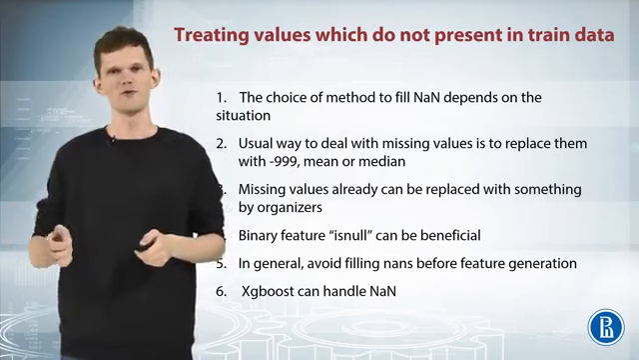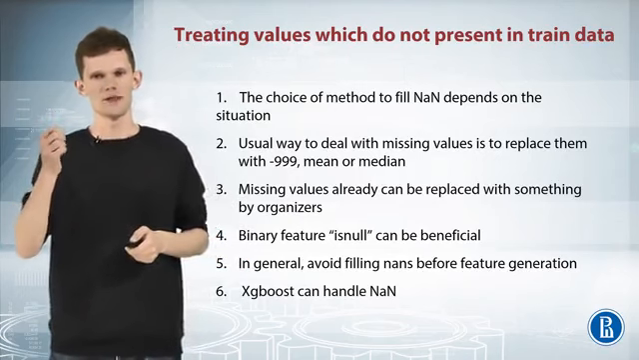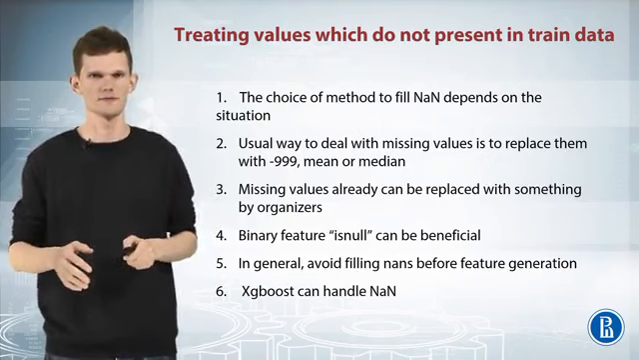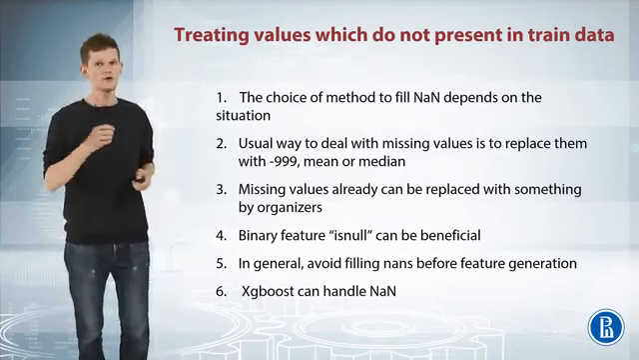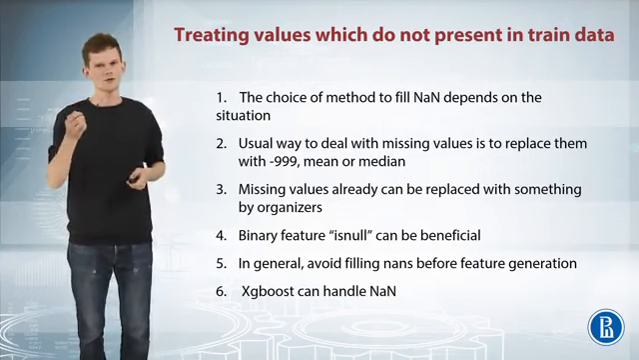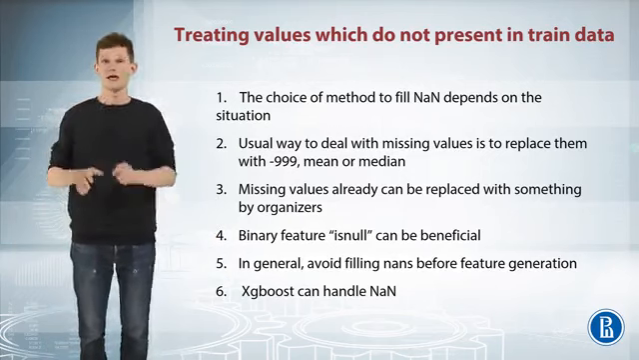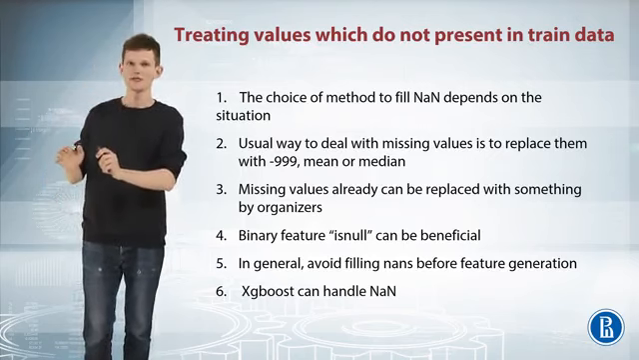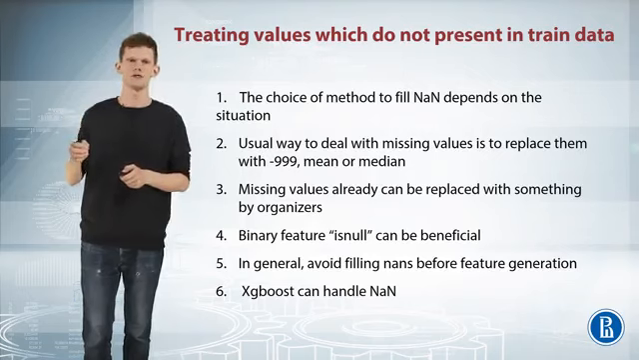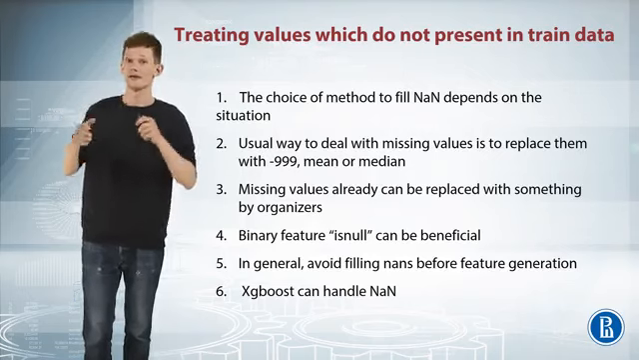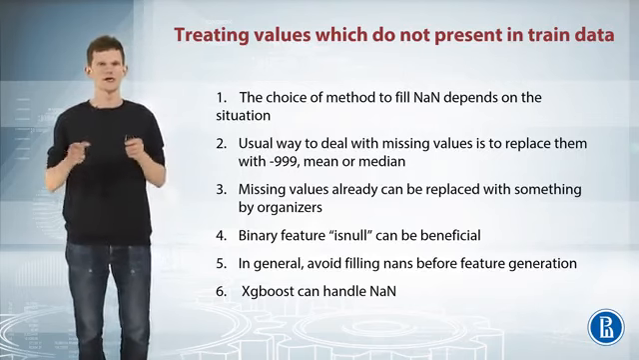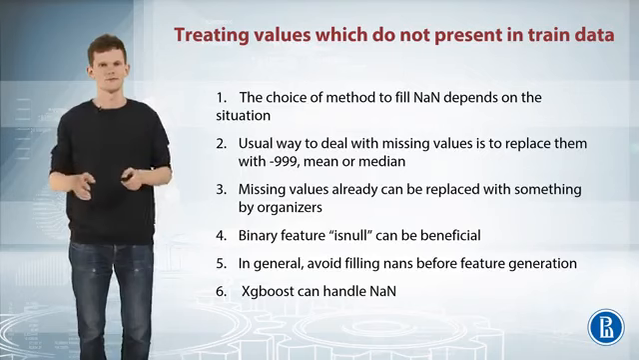In this case, if you want to know the exact rows which had missing values, you can investigate this by plotting histograms. Moreover, the model can improve its result using a binary feature isNan, which indicates which rows had missing values. In general, avoid replacing missing values before feature generation, because it can decrease the usefulness of the features. And in the end, XGBoost can handle not the numbers directly, which sometimes can change the score for the better.